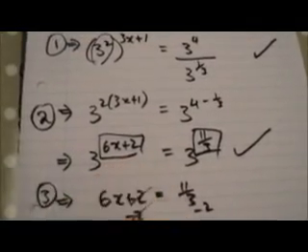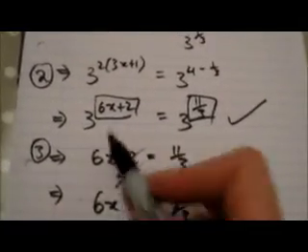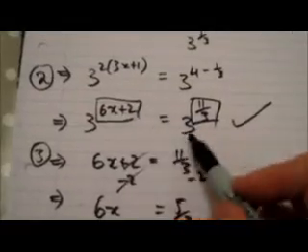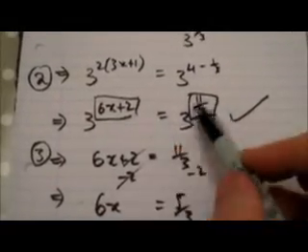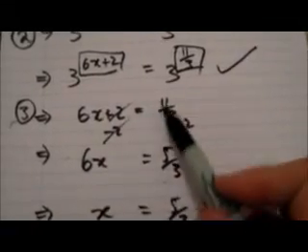And then step number 3 is set the two powers equal. So if 3 to the power of this box is 3 to the power of this box, what's in the boxes has to be the same. So you set it up, 6x plus 2 is 11 over 3, go and solve the equation. And that's it, 5 over 18.